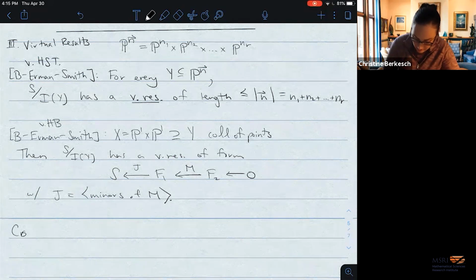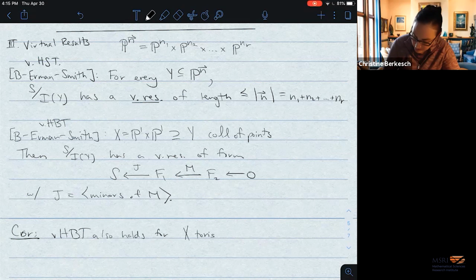So, okay, our virtual Hilbert-Birch theorem also holds for X a toric surface containing some Y, a collection of general points.